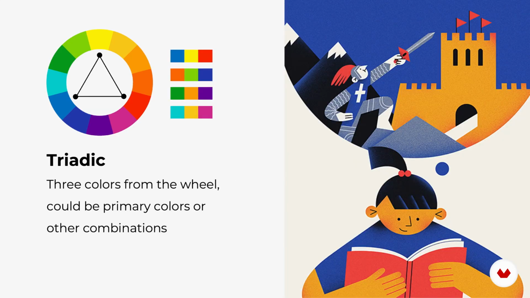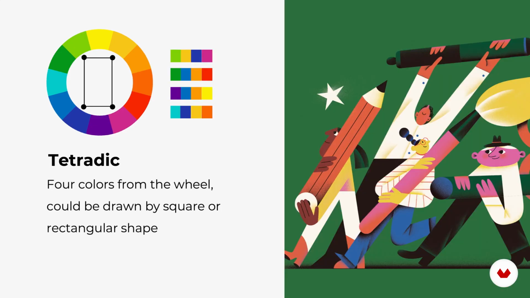The next one is triadic. Triadic is three colors from the wheel. This could be primary colors, so the red, blue, and yellow. Or other three colors. You can use an isosceles triangle to pick triadic color palettes. Here's an example. And tetradic color palette. In a tetradic color palette, you can use four colors from the wheel. It could be drawn by any square or rectangular shape. Here's an example from my works.